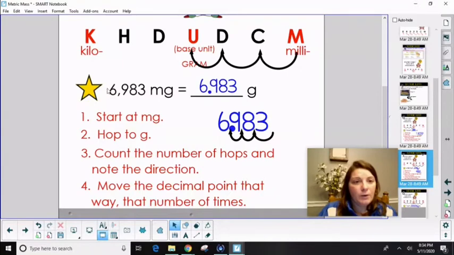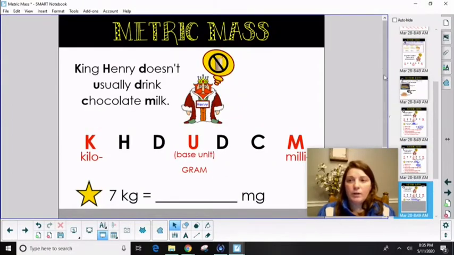Notice that our numbers stay the same. We still have the same digits, but their place value changes. And that's the nice thing about the metric system, is that it's based off of base 10, so you know what your digits are going to be. You just have to have the right place value. All right, let's try another one like that.